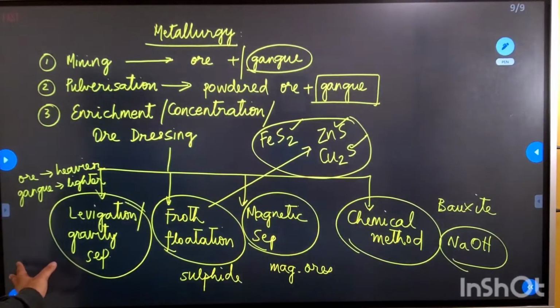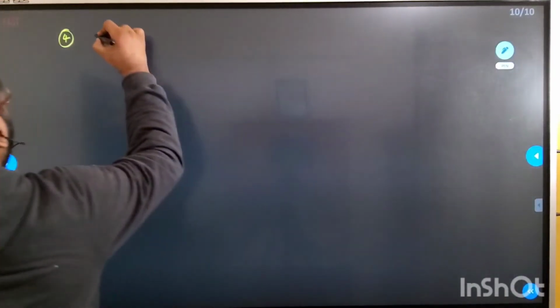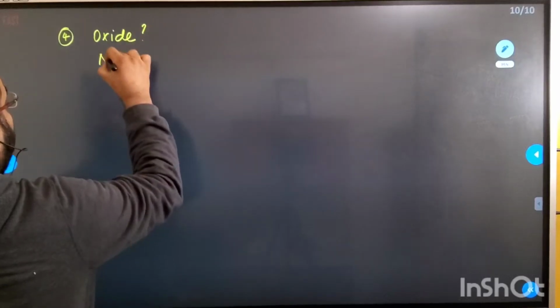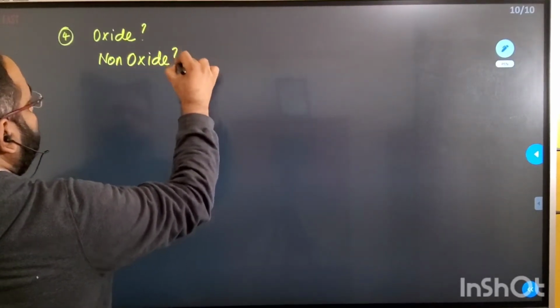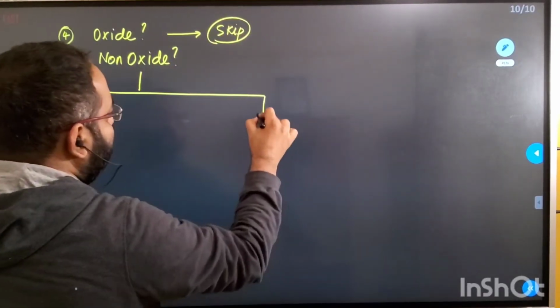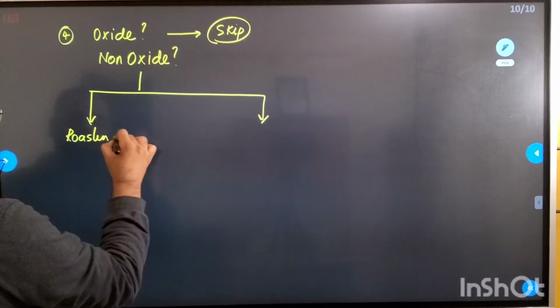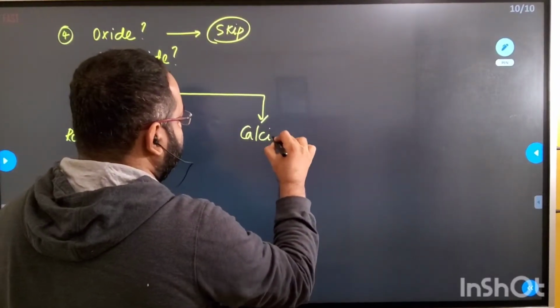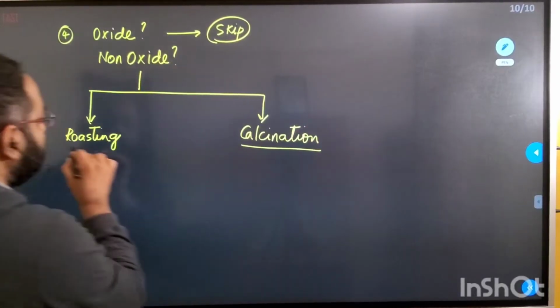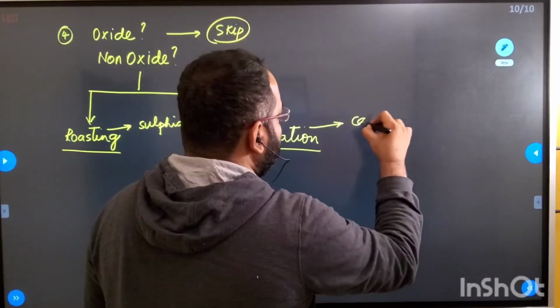Having said that, once you finish the entire process of enrichment, the next process is that you do a check. You check if your ore is in oxide form or non-oxide form. Now, if it is in oxide form, you can skip the fourth step. If it is in non-oxide form, you need to then do either of these two things. One is called roasting and the other is called calcination. Roasting is used again for sulfide ores, and calcination is mostly used for carbonate ores.